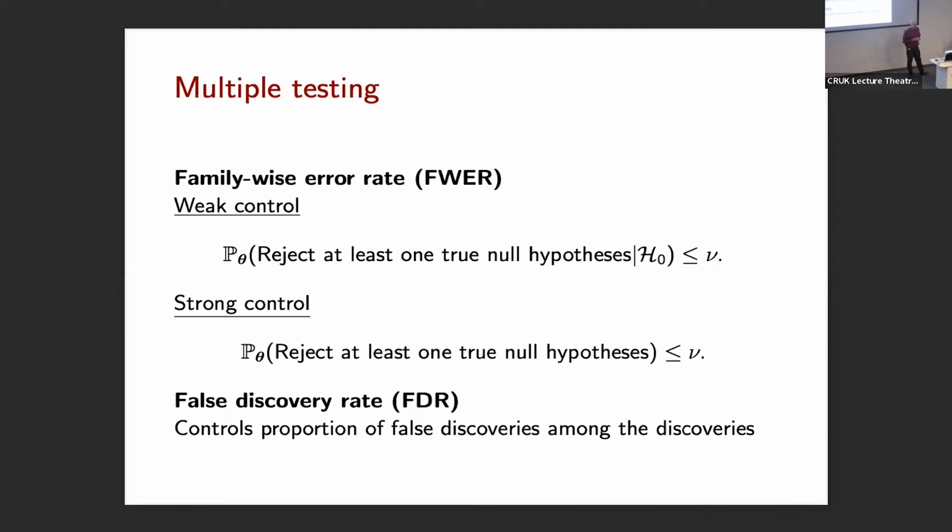That's my underlying assumption. If I want a stronger type of control, strong control of the family-wise error rate, I'm still looking at the same probability, but I'm going to remove that assumption that I know that the global null hypothesis is true. There are obviously other metrics that are of interest, in particular the false discovery rate might be of interest, which controls the proportion of false discoveries amongst all of the discoveries.